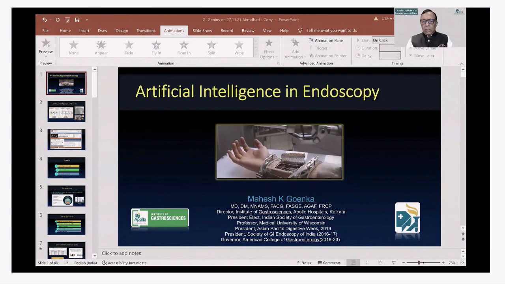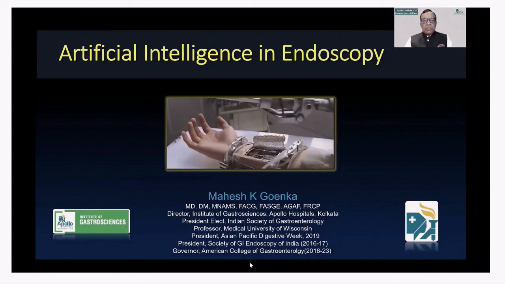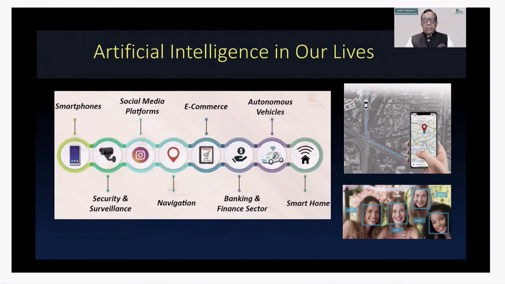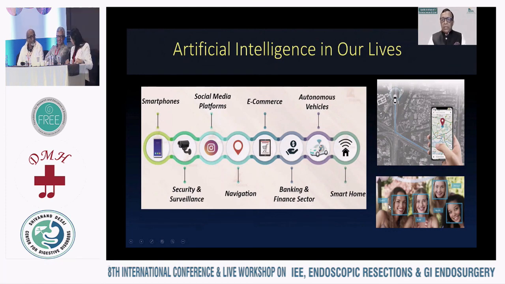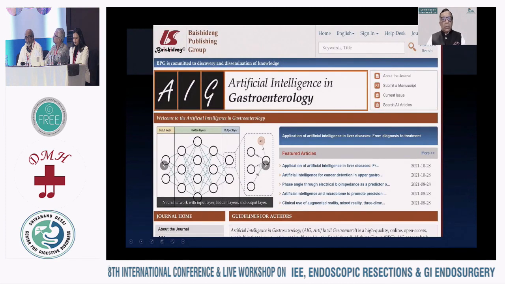In 15 minutes or so, I'll be talking to you mainly about artificial intelligence in GI endoscopy. I must at the outset tell you that I'm not an expert in artificial intelligence, but I'm interested in the subject. In our daily life, we have been using artificial intelligence, sometimes not recognizing that we are using one. Whether it's a Google map while you're driving or face recognition device while you are browsing through your computer, you're using artificial intelligence. So artificial intelligence is there in smartphones, security and surveillance systems, social media platforms, navigation, e-commerce, and so on. I'll be, however, talking only about artificial intelligence in GI endoscopy.